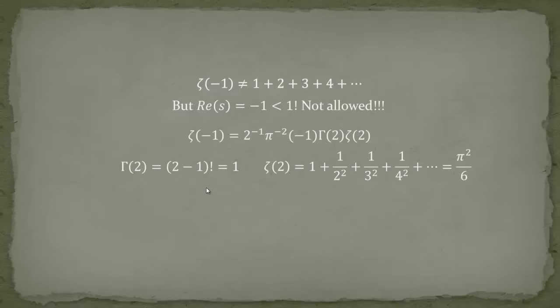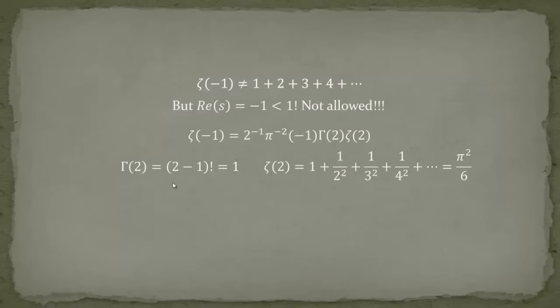Now, gamma of 2, or better, gamma of n, is always the factorial of n minus 1. For example, if you are taking gamma of 10, then this is equal to the factorial of 9. So gamma of 2 is obviously the factorial of 2 minus 1, which is the factorial of 1. But if you are multiplying all natural numbers until 1, what do you get? 1, because you only have the 1.